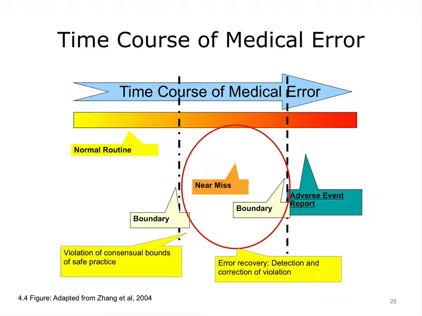In addition, if an individual is subject to a heavy workload or intense time pressure, then that will increase the potential of an error resulting in an adverse event.